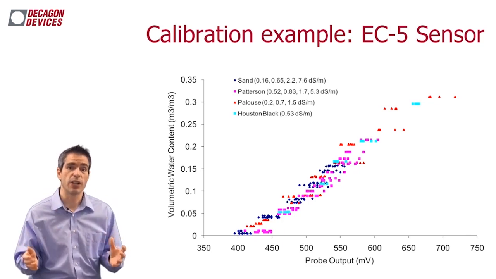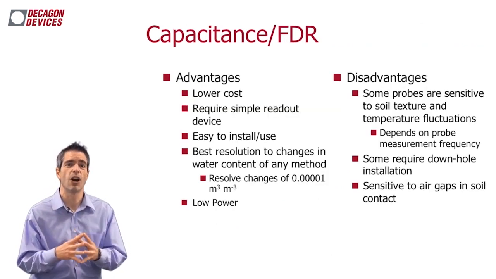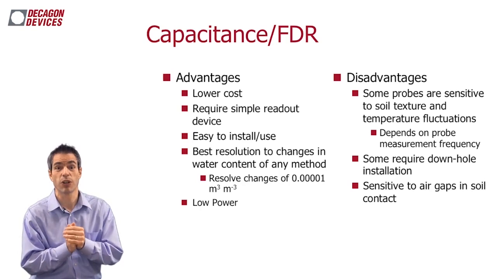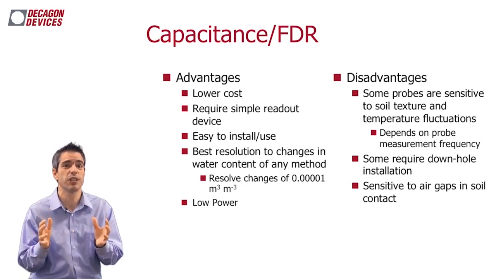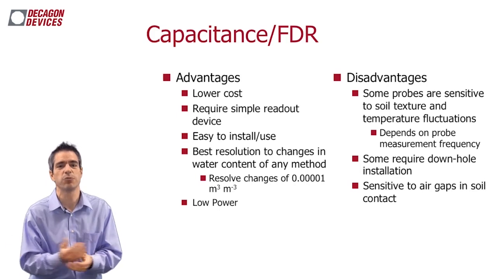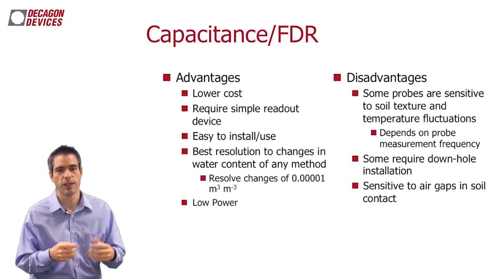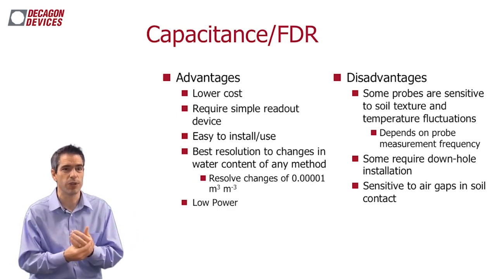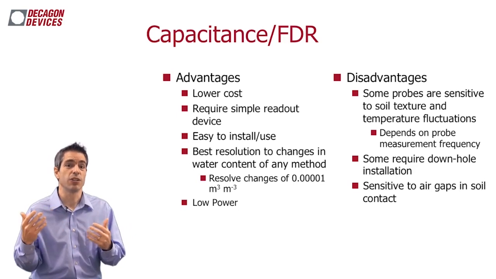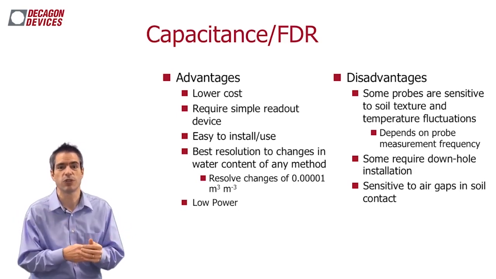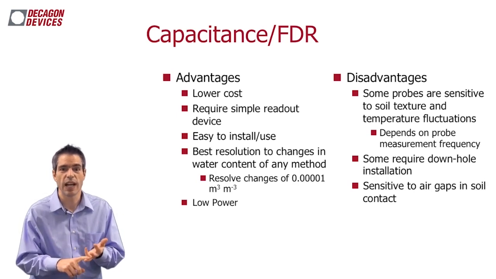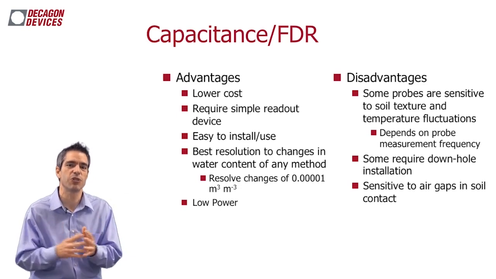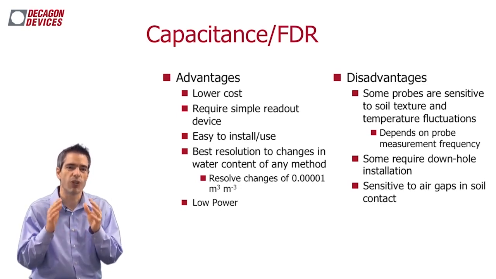Now let's talk about the advantages and disadvantages of the FDR or capacitance technique. Some of the advantages are that they're lower cost because they don't take a lot of circuitry. These can be purchased for much less than many of the other things that we talked about here. Also, because of what I just mentioned, they only require a pretty simple readout device, and they're reasonably easy to install, although that goes for several of the sensors that we've talked about, like TDR and the dual needle heat pulse probe.